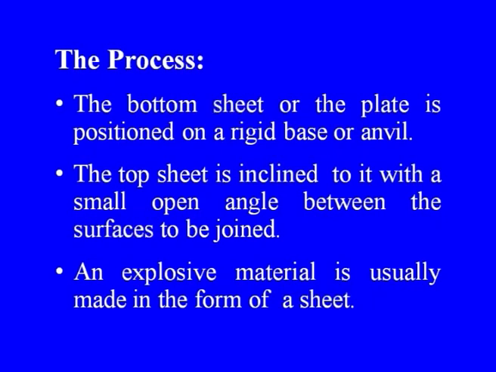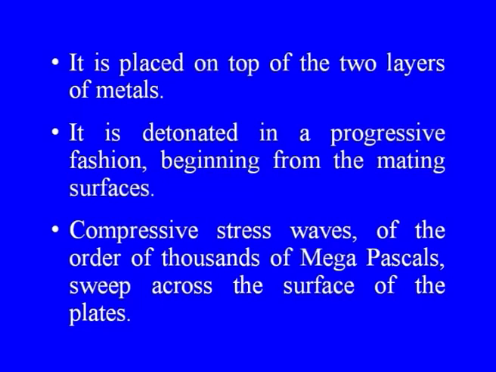An explosive material is usually made in the form of a sheet. It is placed on top of the 2 layers of metals. It is detonated in a progressive fashion beginning from the mating surfaces. Compressive stress waves of the order of thousands of megapascals sweep across the surfaces of the plates. This can be explained like this.